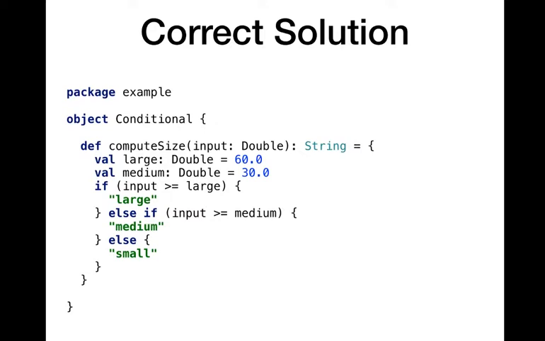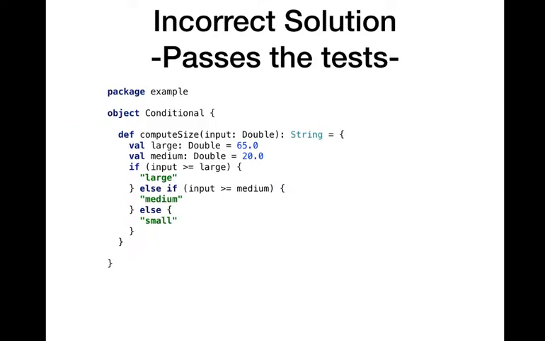But the problem is, what if I have this? Assuming our cutoffs. Oh, that was the correct solution. So here's the correct solution. We're assuming the cutoffs are supposed to be 60 and 30. This passes, our test suite passes this solution.